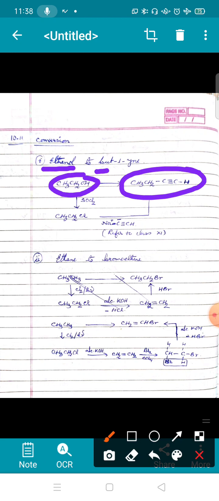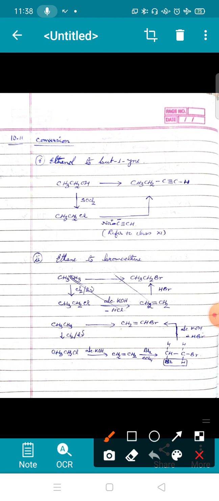The product is but-1-yne. Now what does but-1-yne tell us? But says the compound has 4 carbons. Yne says that there is a triple bond, and 1 says the triple bond is between carbon 1 and carbon 2. So that's how we write the structure. Once you are done with the structure, you compare the number of carbons in the starting material and in the product.